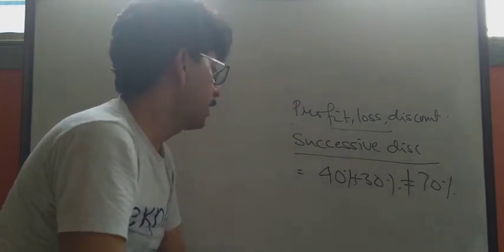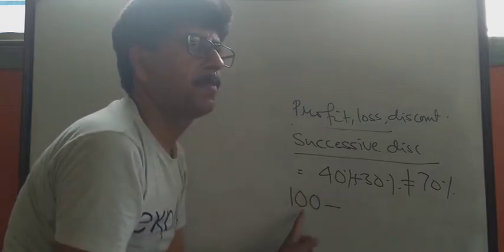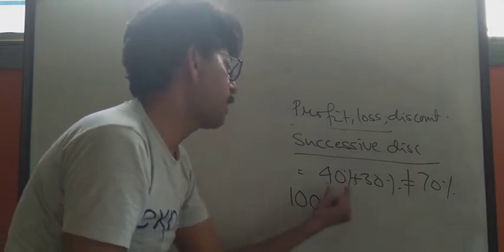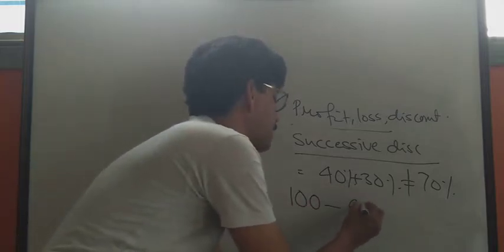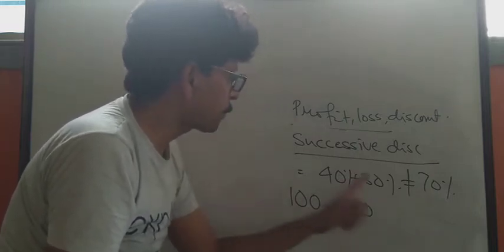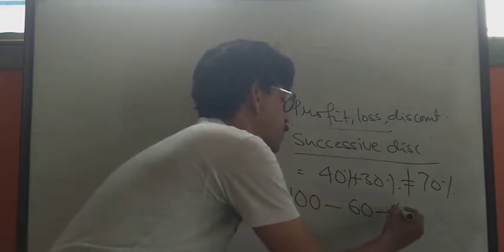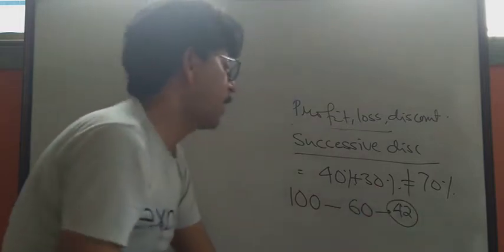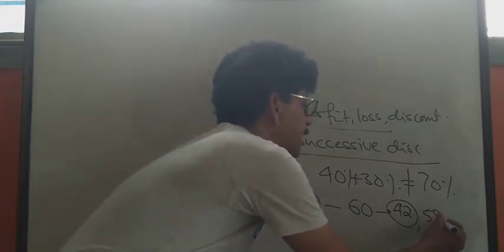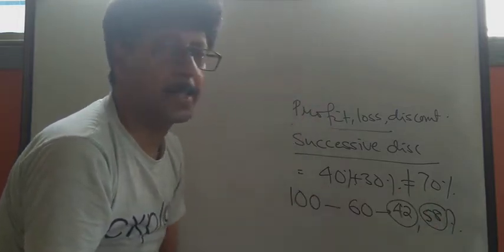Okay? What is the meaning? Say the tag price is 100. After giving 40%, you will get 60. Price becomes 60. And now on 60, you will be offered 30%. Now what is 30% of 60? It is 18 rupees. So ultimately 100 becomes 42, a decrease of 58. So the actual discount is 58 and not 70.